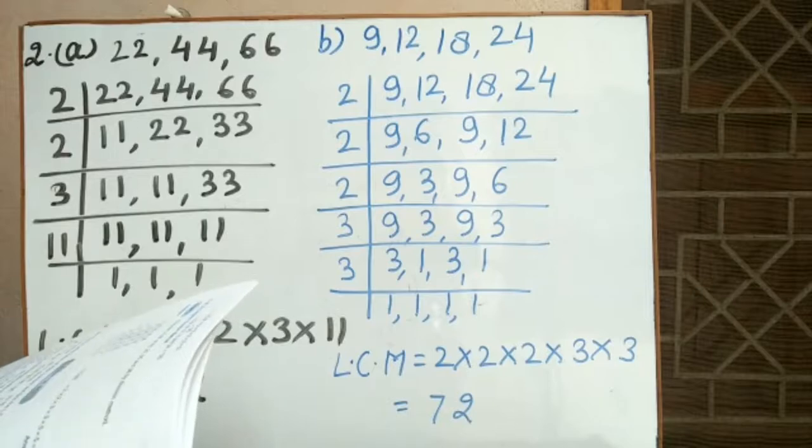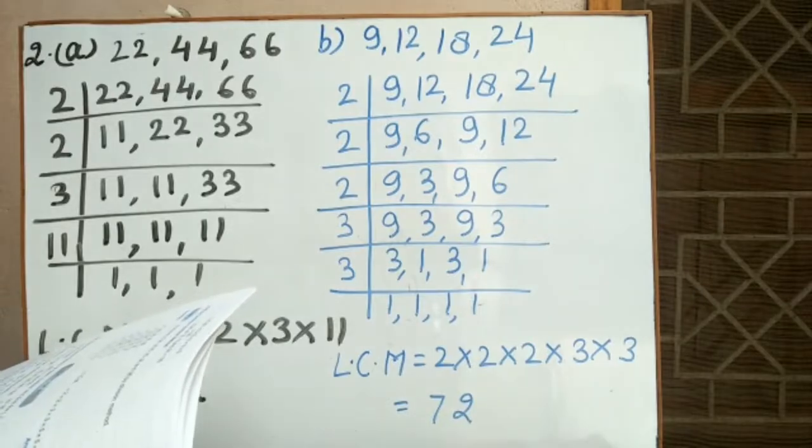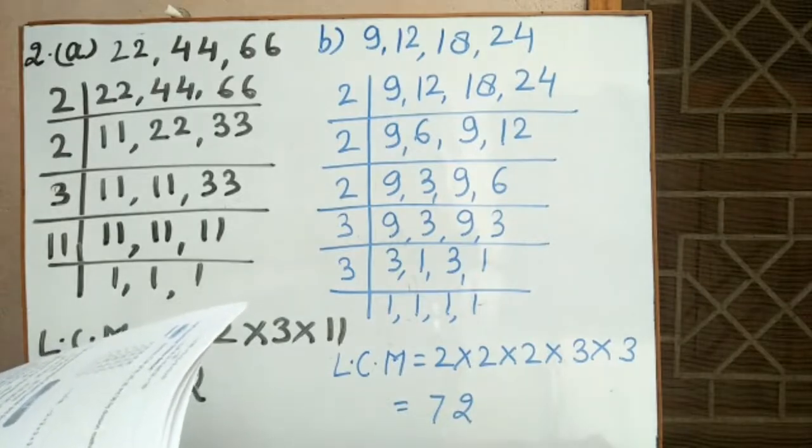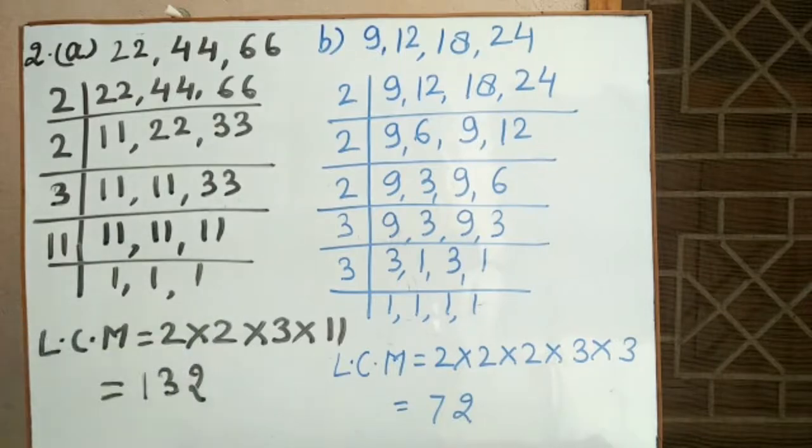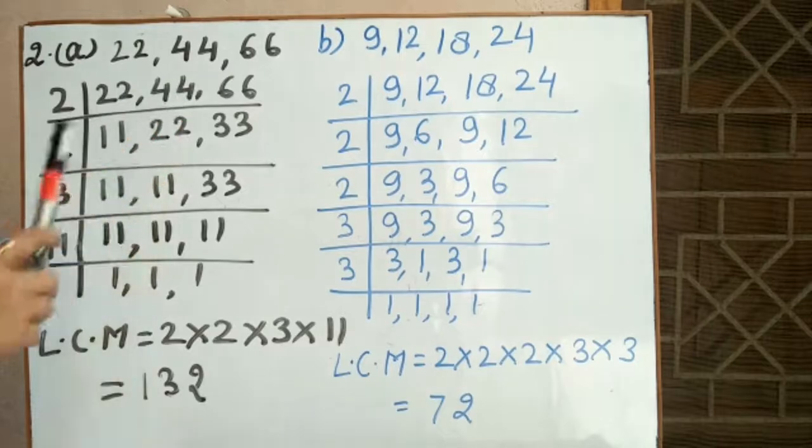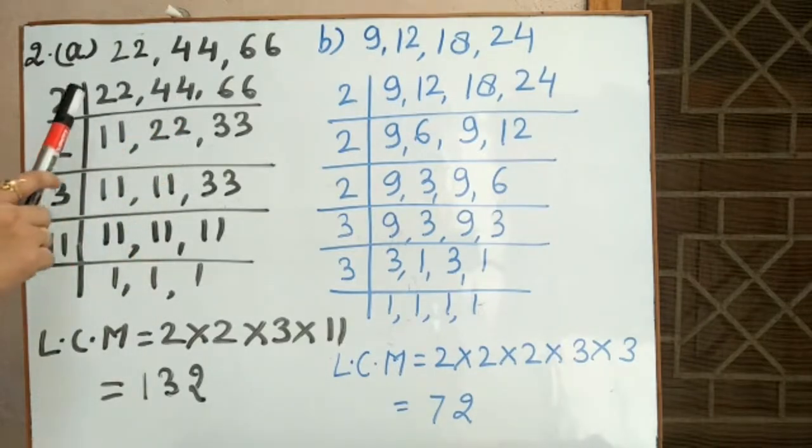Question number 2. Find the LCM of the following sets of numbers using the division method. In this question, we will find the LCM of sets of numbers by using the division method. A. The numbers are 22, 44 and 66. In this method, we will write all the numbers together by putting commas in between.